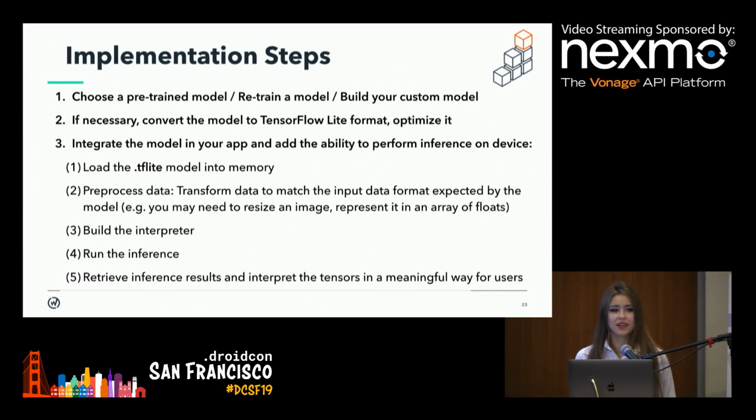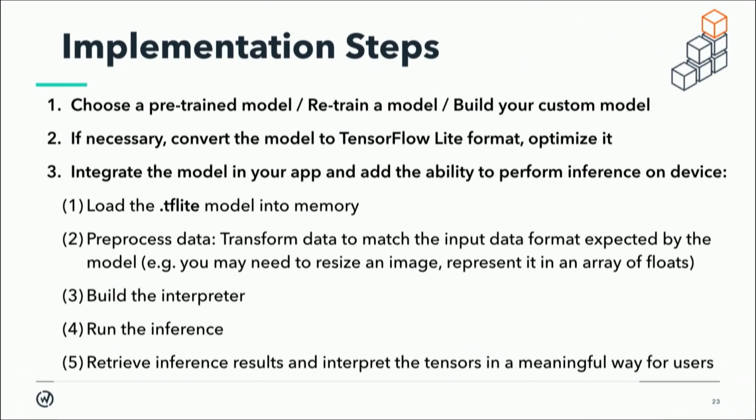Okay, so what is the outline of implementation steps for adding a TensorFlow Lite model into your app? Well, first of all, of course, you have to choose a pre-trained model or create your own custom model. If necessary, you have to convert it to TensorFlow Lite format and optimize it. And then you would have to actually add the model into your app. So that means you would be loading the .tflite model into memory. And then you would have to grab the input data from users. So, for example, that could be an image from your camera app. And you'll probably have to transform it into the input data format that's expected by the machine learning model.